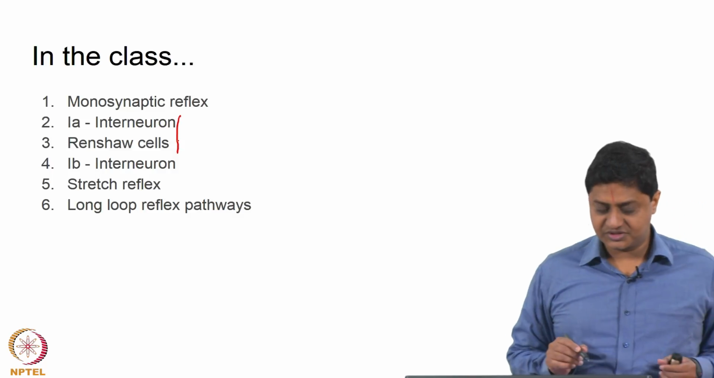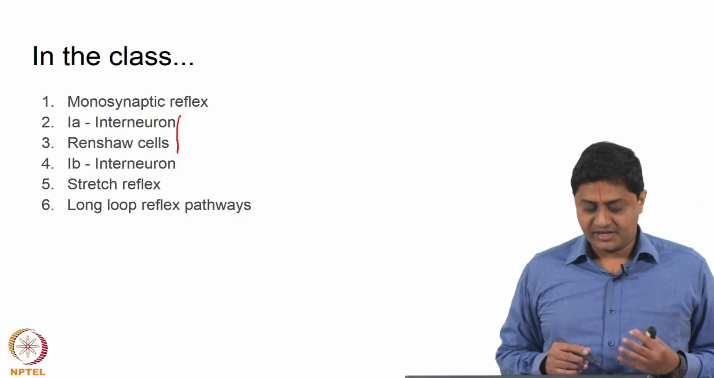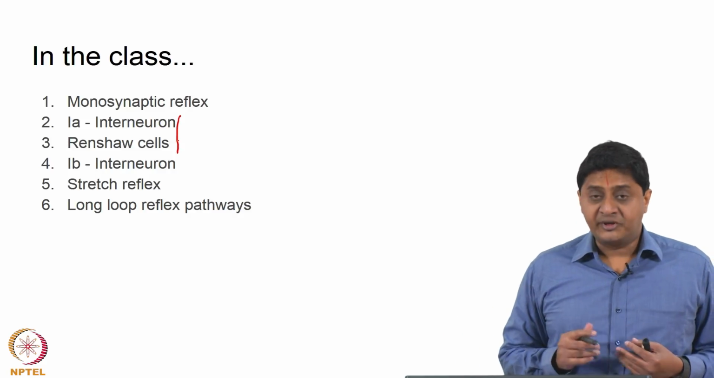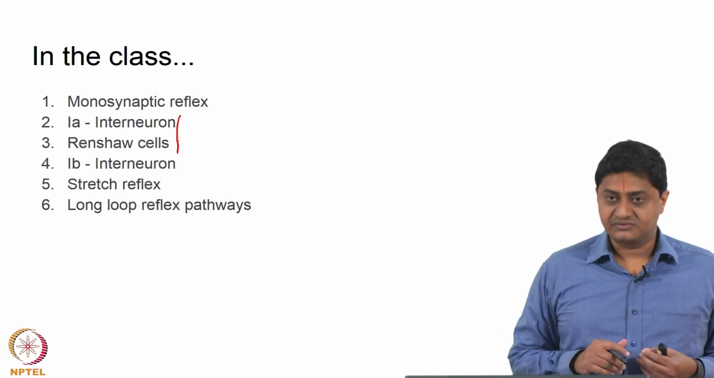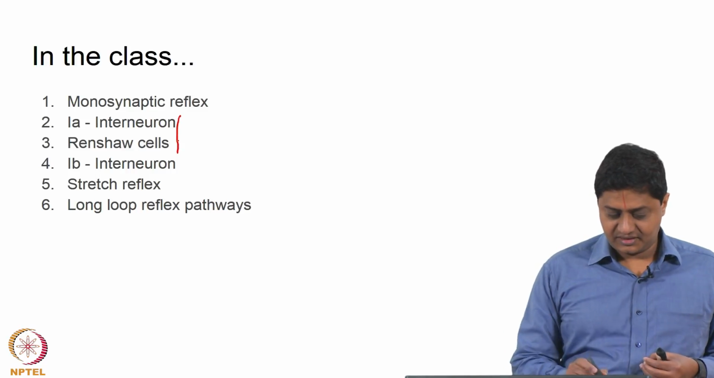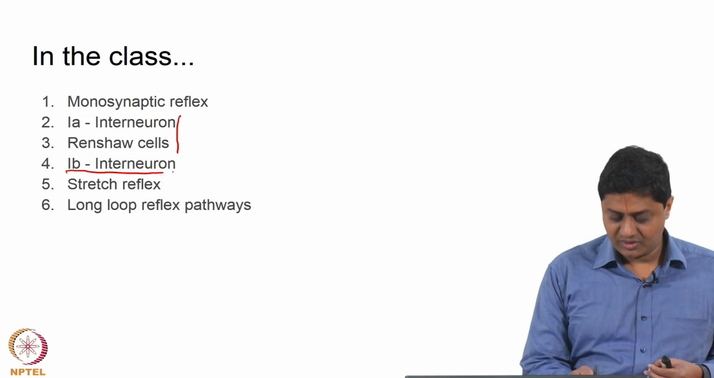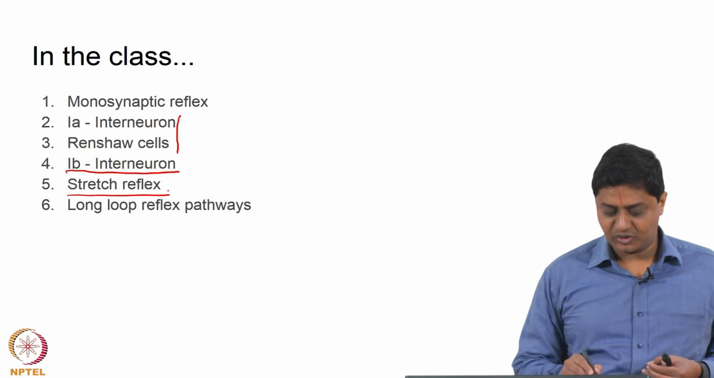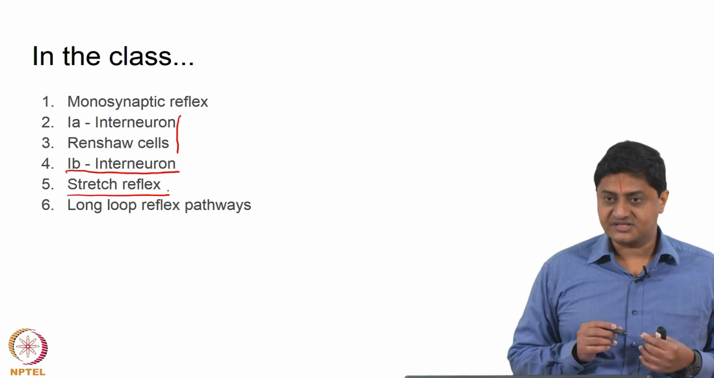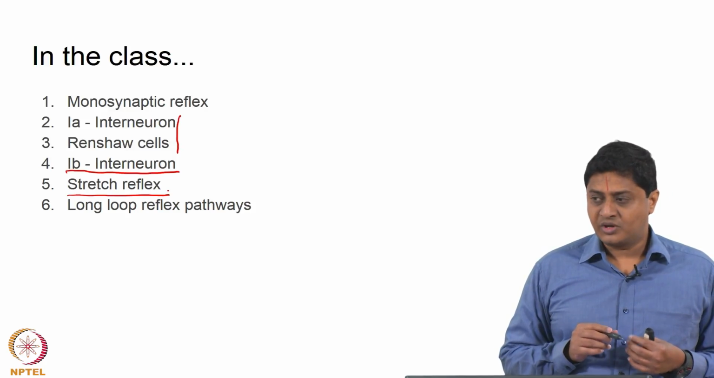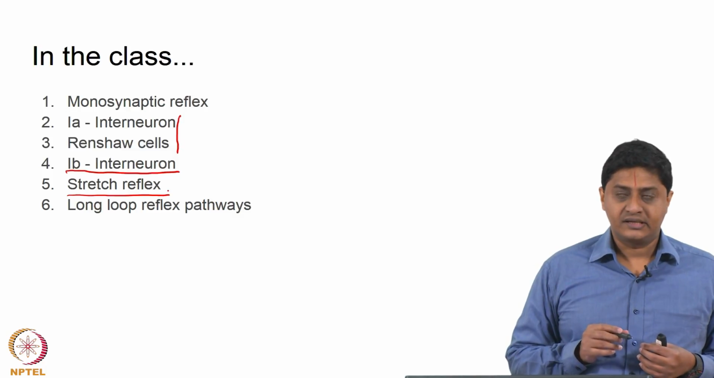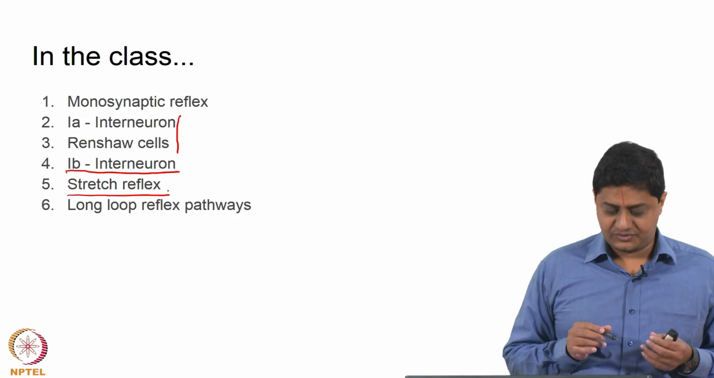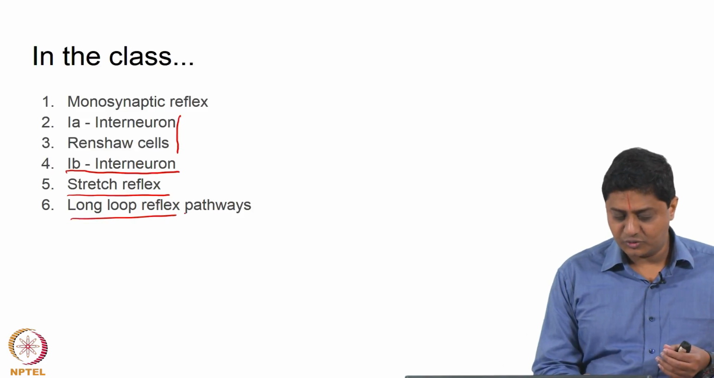We have introduced these notions earlier, the concept of 1A interneuron and the special inhibitory interneuron in the motor circuit, the Renshaw cell. In today's class we will talk about 1B interneuron. We will talk about stretch reflex, alpha gamma coactivation, and how these reflexes can also be modulated by descending influence, or those that involve brain circuits, what are also called long loop reflexes.